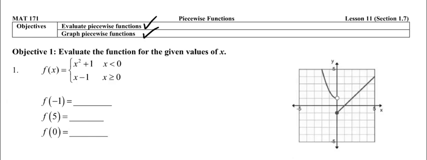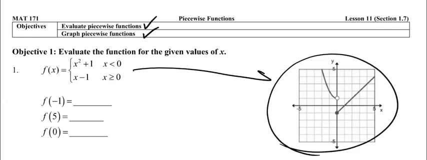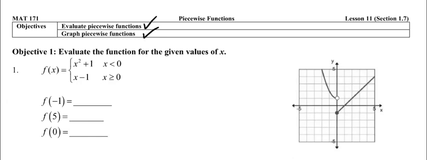In example 1, we are given the graph of the piecewise function. Later on in this lesson, we will learn how to form this graph. But for now, we will only be evaluating it. So the first thing we want to evaluate is f of -1. So we want to plug x equal -1 into the function.